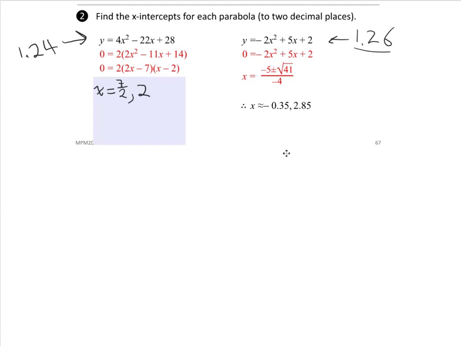You could leave it as an irrational number or a fraction. However, the question does say round it to 2 decimal places, so I'm not going to be too picky on that, because you guys have been working pretty hard at accomplishing this. Next slide.